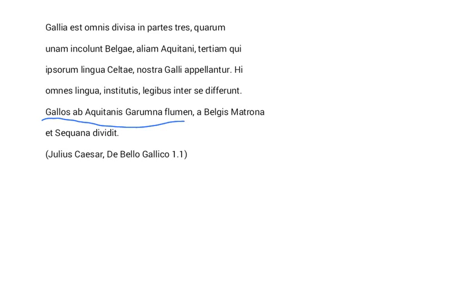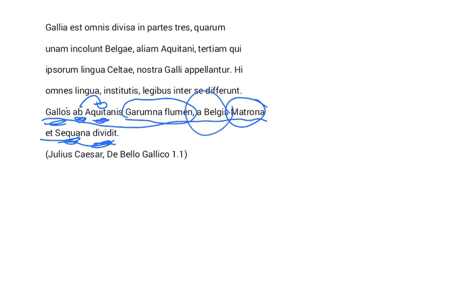Here Caesar has Gallos ab Aquitanis Garumna flumen, ab Belgis Matrona et Sequana dividit. Now the subject here, of course, is Garumna flumen, the Garonne River, and in the second clause, the subject is Matrona, the Marne River. As the Garonne River divides the Gauls from the Aquitani, ab here is used with an ablative of separation, so the Marne and the Seine divide the Gauls from the Belgians, another ablative of separation.